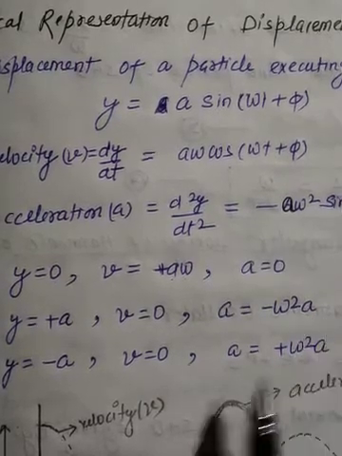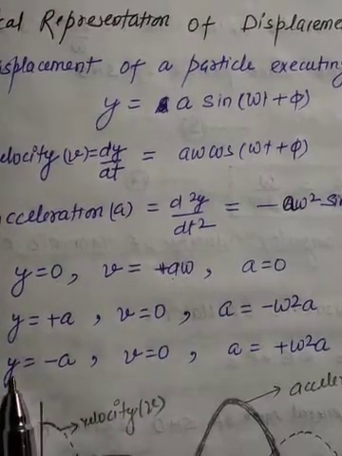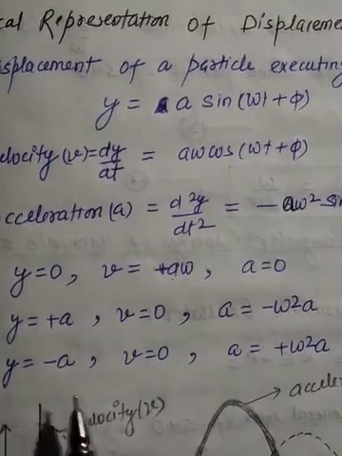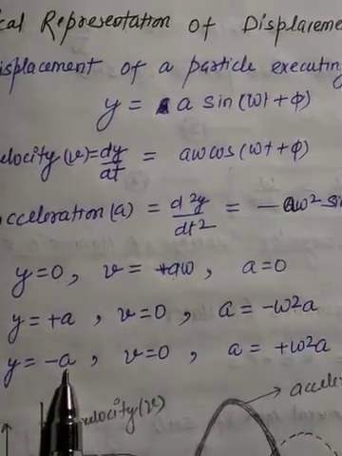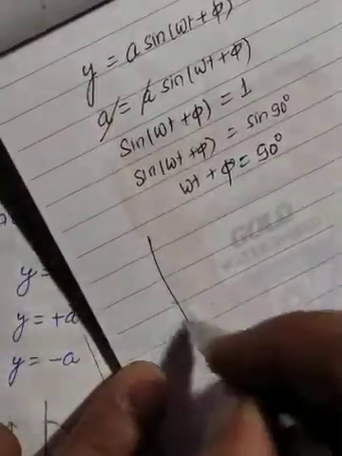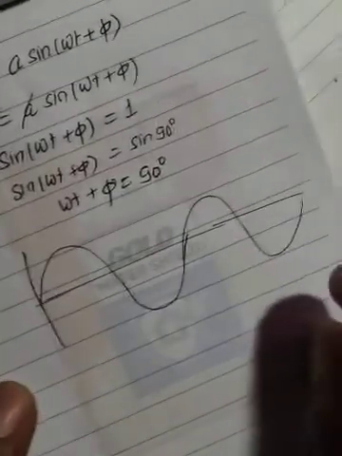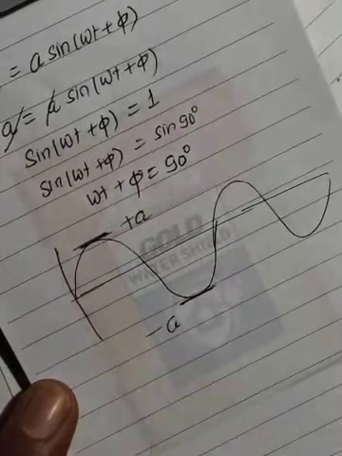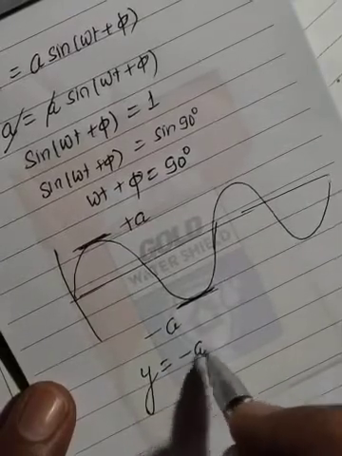Okay. Now coming to the third one, when the displacement is equal to minus a, or you can say when the displacement is minimum, minus a. Okay, the particle is performing SHM. So plus a is here and minus a is here. This displacement. So the third situation is that when the displacement of the particle is equal to minus a.